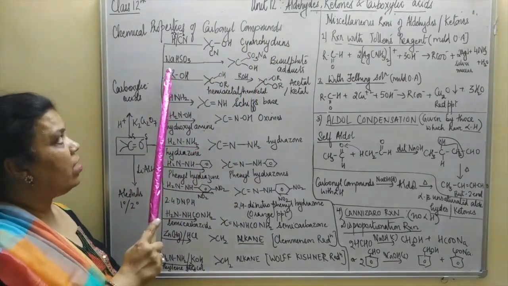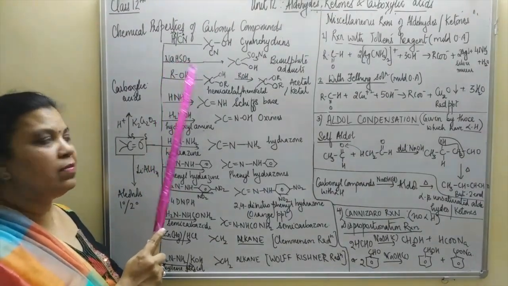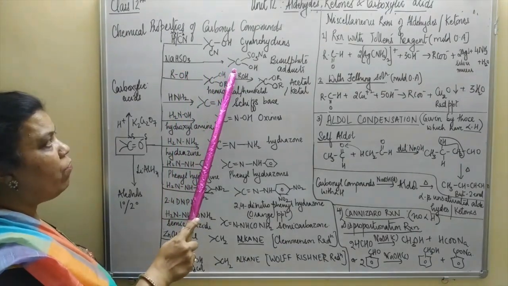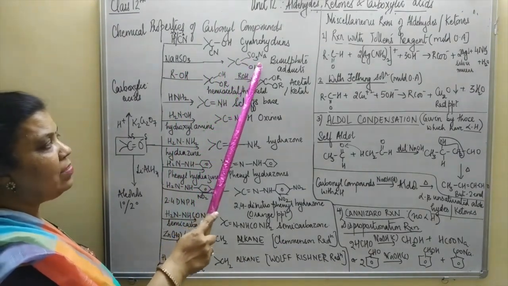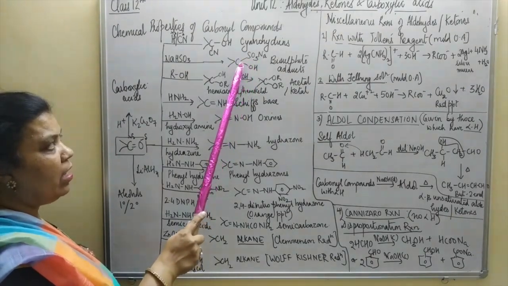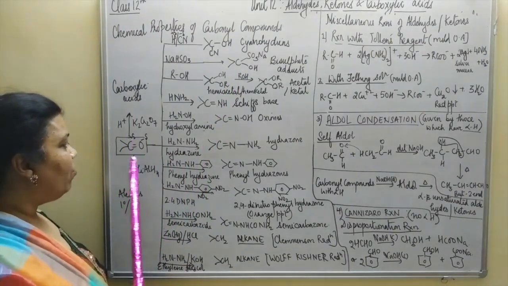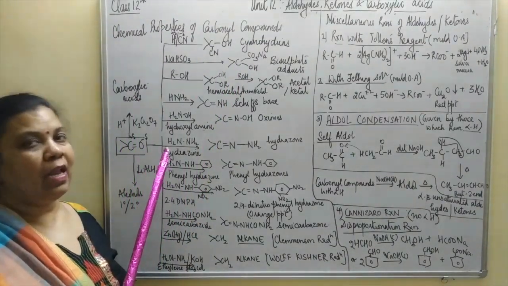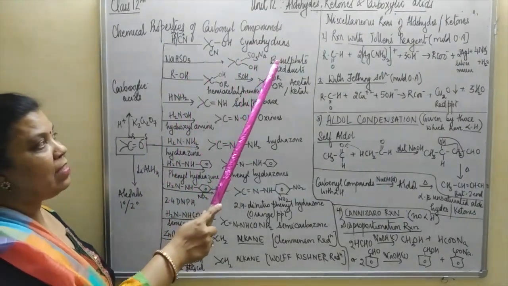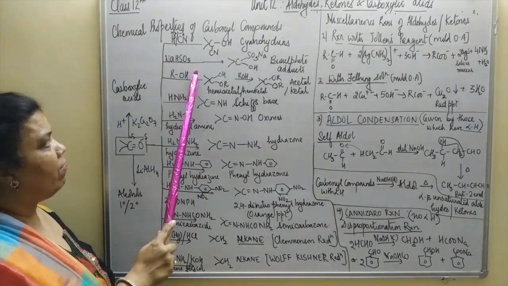Next reaction is reaction with sodium bisulfite or sodium hydrogen sulfite. Now with sodium bisulfite, it will result in the formation of the bisulfite adducts, where SO3Na and OH will attach to the carbonyl carbon. Now these carbonyl compounds may be either aldehyde or ketone. Both of them will form bisulfite adducts on treatment with sodium hydrogen sulfite.